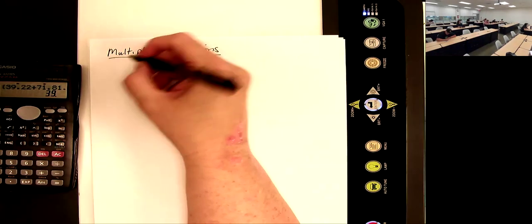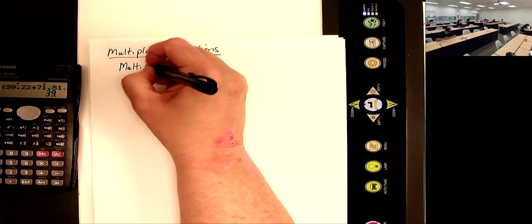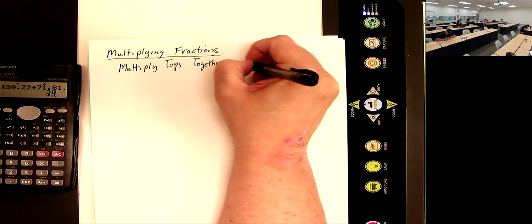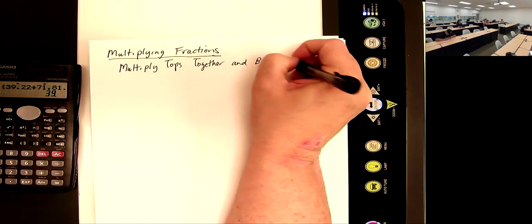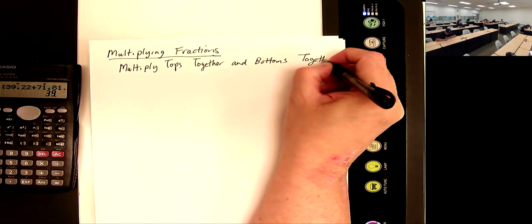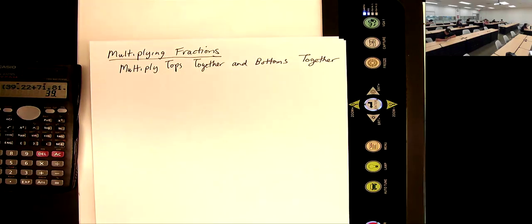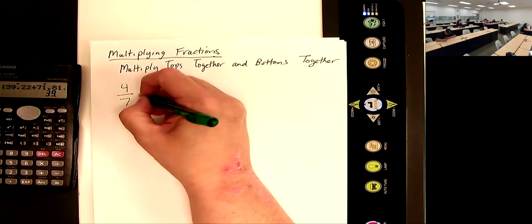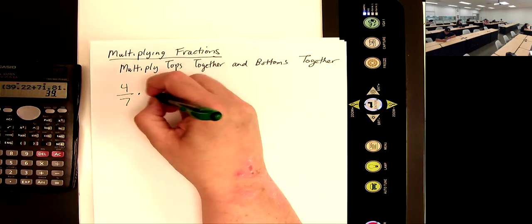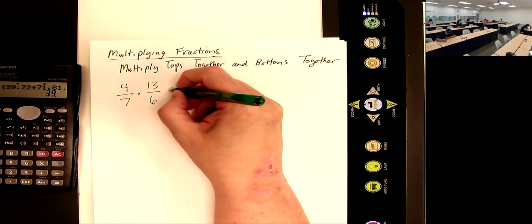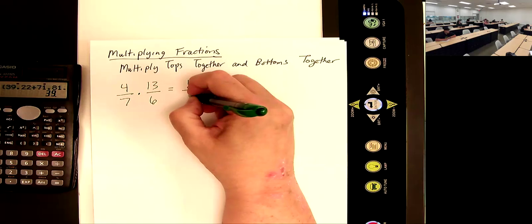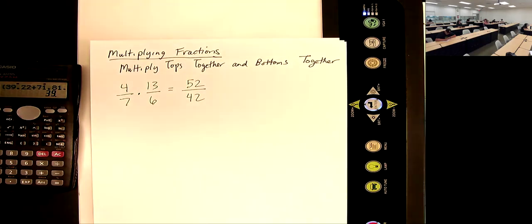So when we multiply fractions, we multiply tops together and bottoms together separately. Four over 7 times 13 over 6 is 4 times 13 is 52, and 7 times 6 is 42. You will see 4 times 13 a lot.